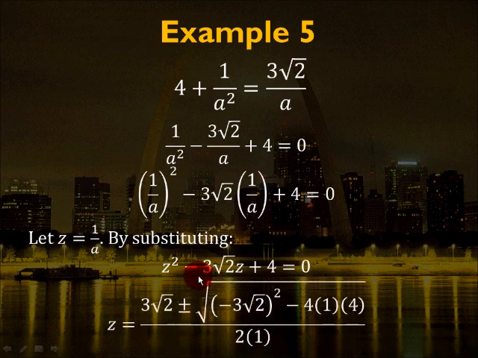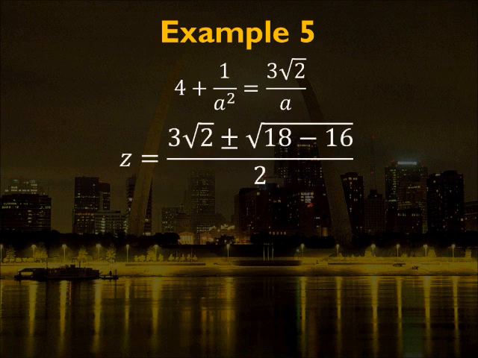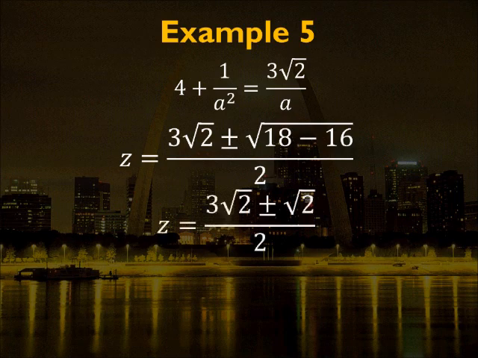So b is negative 3 root 2, a is 1, c is 4, so plug that in. 3 root 2 plus or minus the square root of negative 3 root 2 squared minus 4 times 1 times 4, all over 2 times 1. If you solve and simplify that, you get 3 root 2 plus or minus the square root of 18 minus 16, over 2, which means that you're looking at 3 root 2 plus or minus root 2 over 2.